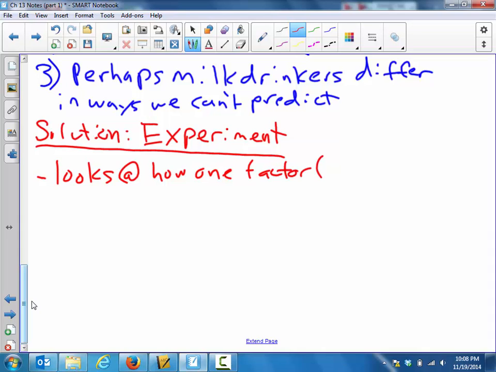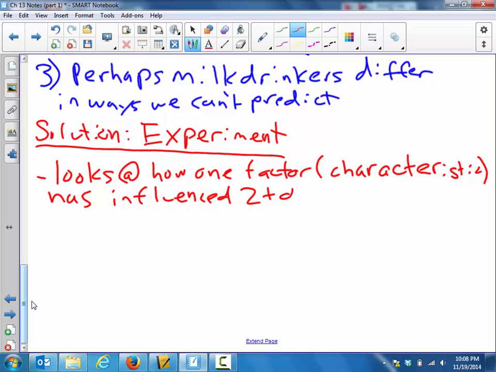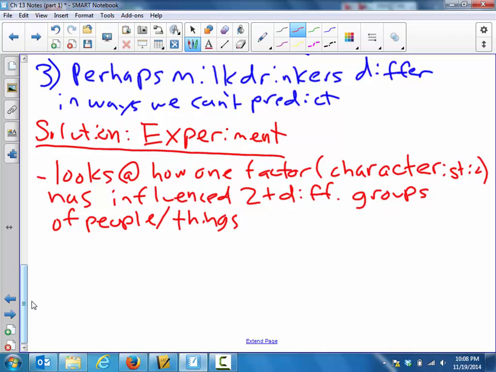All right, so it too, definitionally, looks at how one factor, which is that characteristic in the environment that you care to observe its influence, has, oh, I guess I preempted myself, has influenced 2+ different groups of people or things in a given way. Okay, so really, its aim is the same, at least for the intents and purposes of this class, as an observational study. All right. So let's come up with an example.